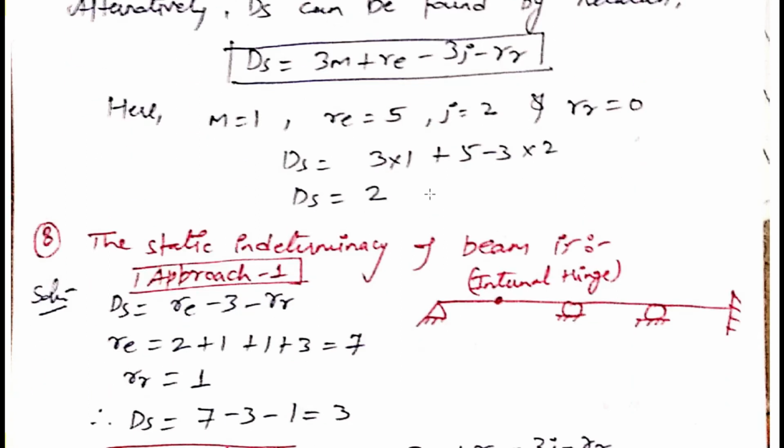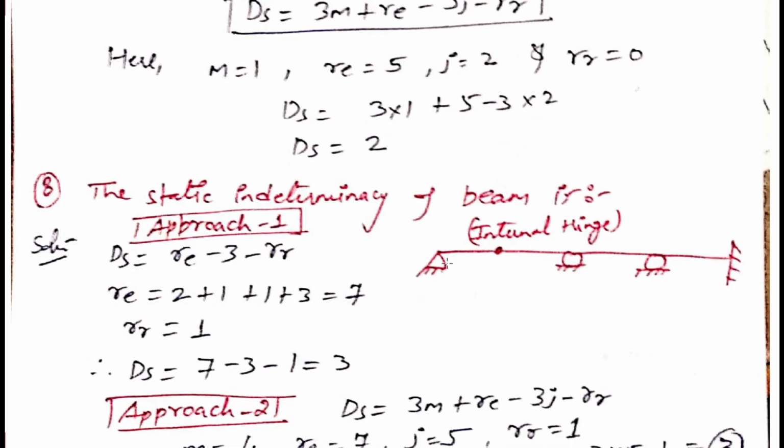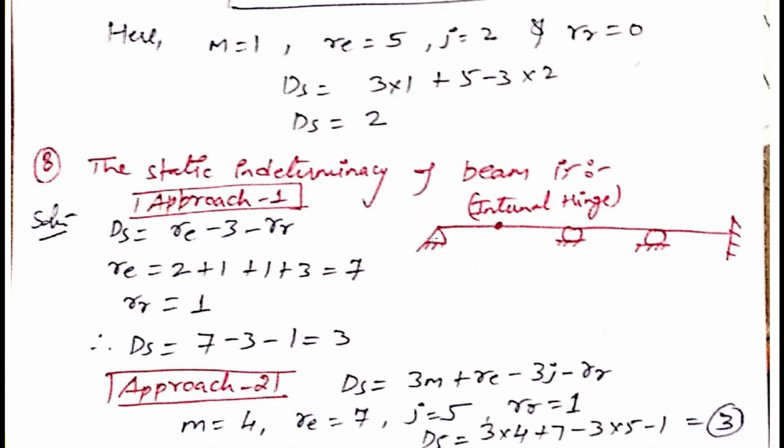So move on to the next question. The static indeterminacy of the beam is, so this is our beam, as we are having a hinge support here. This is an internal hinge. This is a roller support, and a fixed support. So the total RE value will be calculated as hinge support 2 reactions, 1, 1 and 3 here. So 3, 4, 5, 6, 7. So RE is equal to 7 here.